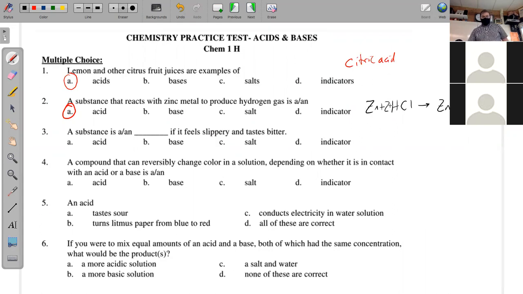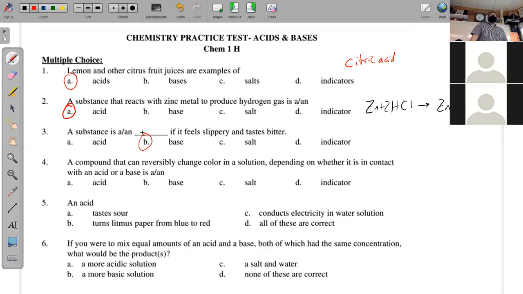Substance is what? If it feels slippery and tastes bitter? Well, the slipperiness from a base is actually from that saponification reaction that I described. Bases react with lipids, which are oils, fats, waxes, and greases, to form a soap. The reason why bases feel slippery is because you're actually making soap with the oils in your skin and with the base.